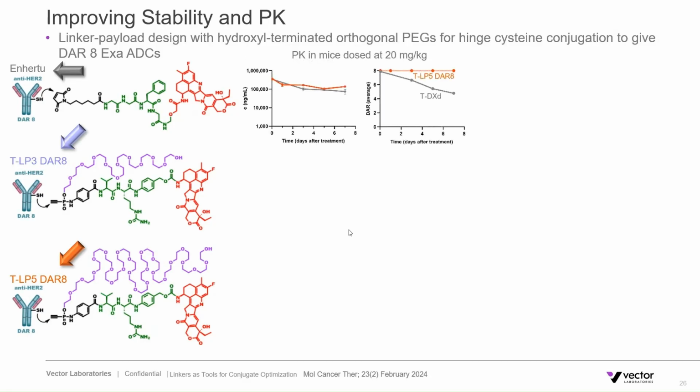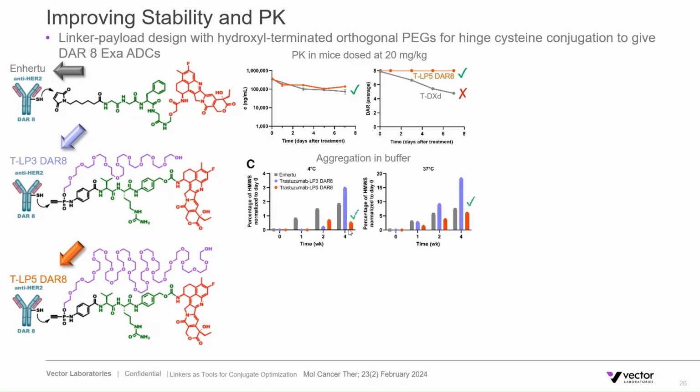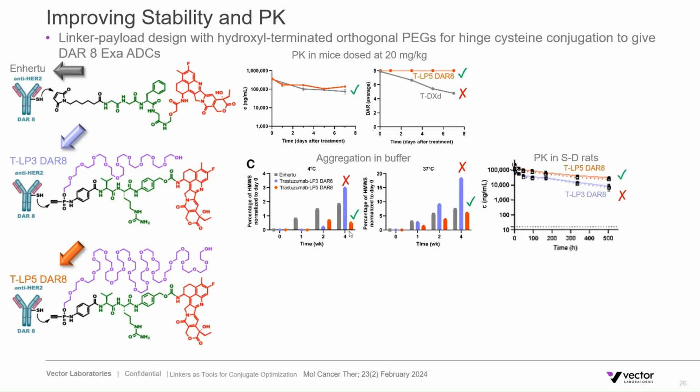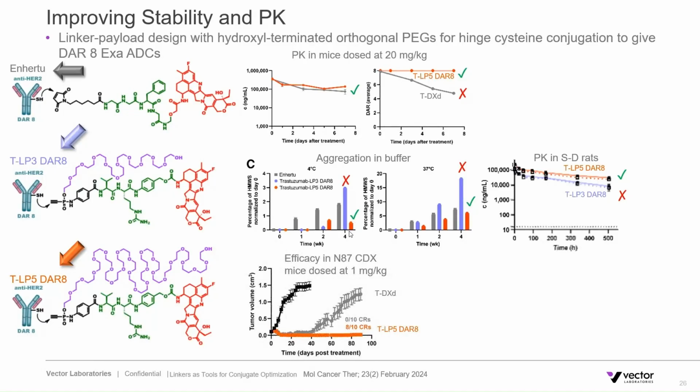When TLP5 was compared to Enhertu in PK studies, it was found that total antibody concentrations were similar, but it should come as no surprise there was significant deconjugation with Enhertu, but TLP5 remained quite stable. Evaluating the PEG lengths, it was found that the PEG-24 provided greater physical stability, and it also provided greater exposure. So TLP5 was compared to Enhertu in xenograft models, and it was also shown to be much more efficacious.